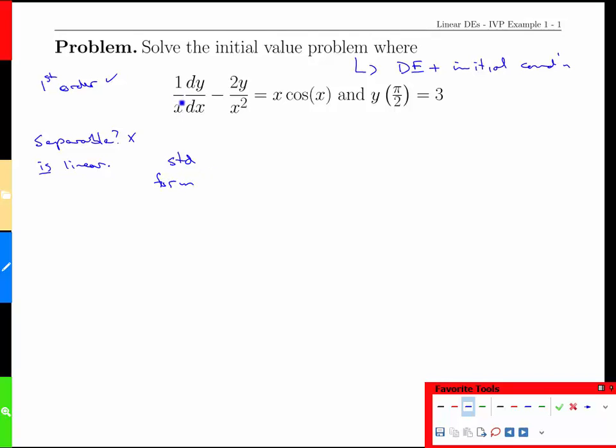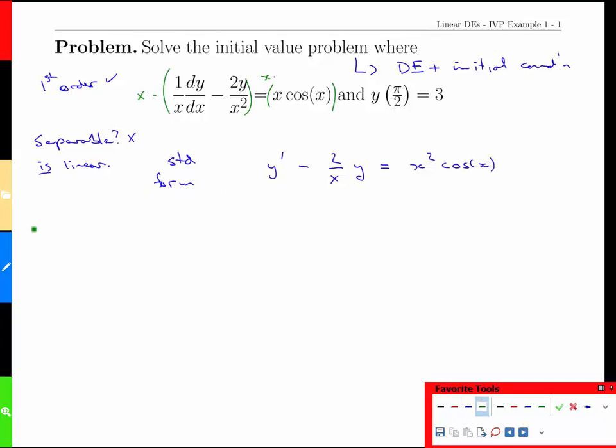Step one is to put it in standard form. So we're going to multiply both sides here by the factor that is multiplying the y prime. And we're going to do that to both sides. And what that gives us, x times 1 over x cancels, we just get y prime. When we multiply the x into the other term, we get negative 2 over x times y. And on the right-hand side, we're going to have x squared cos of x. This is now in standard form.